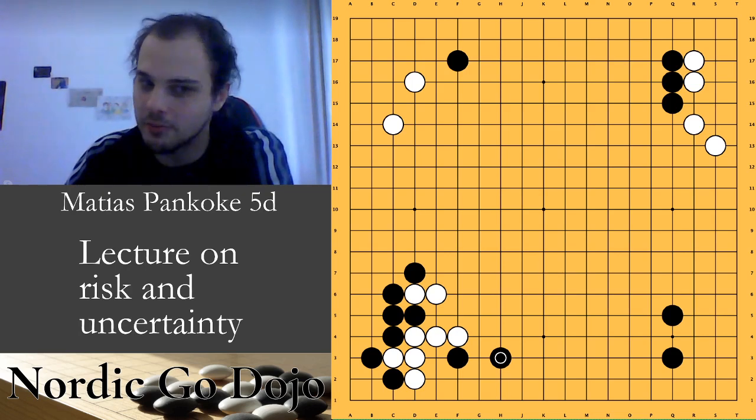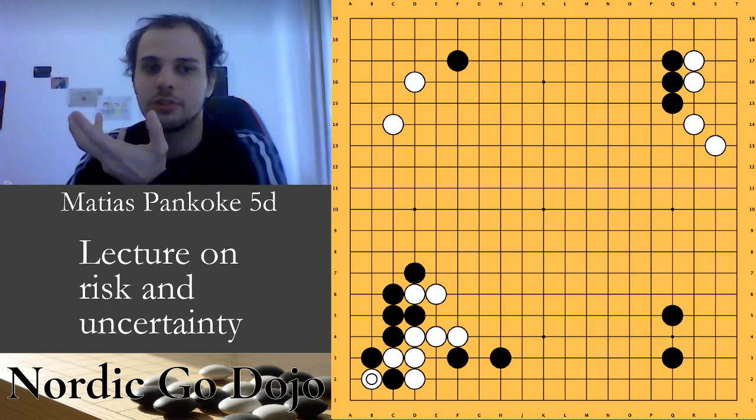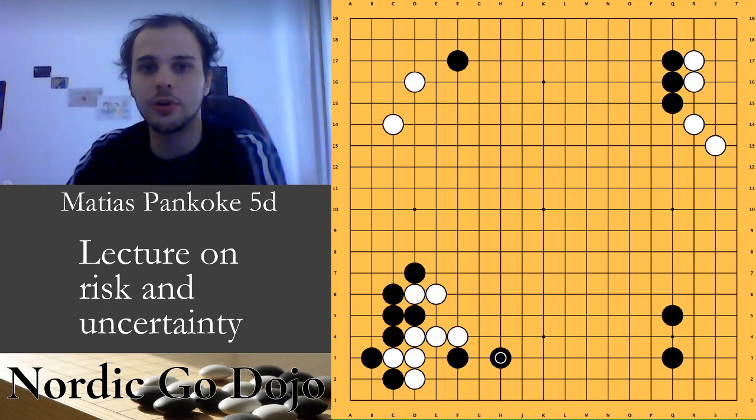I could have come from this side so that white later has to play here. So there I would have kept the uncertainty.